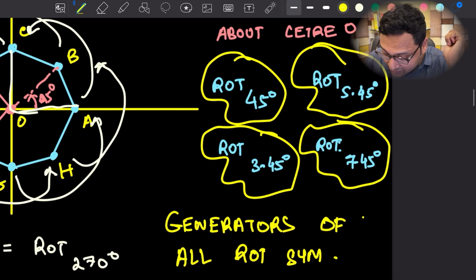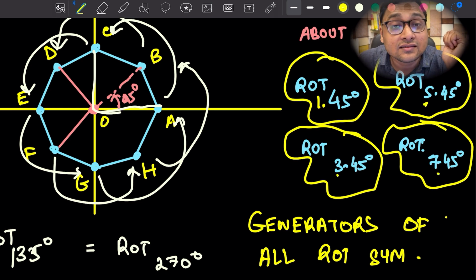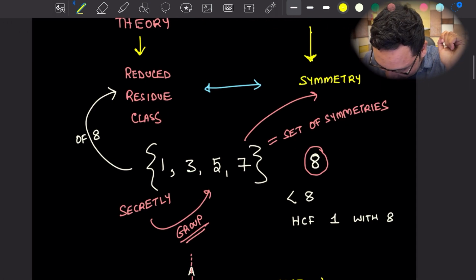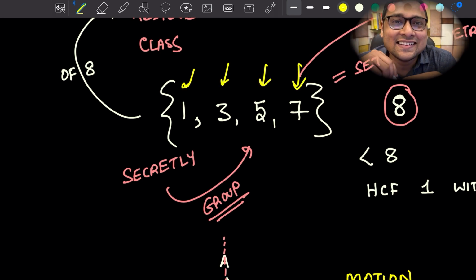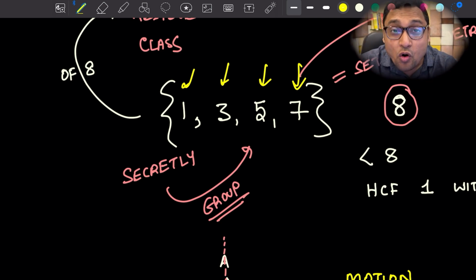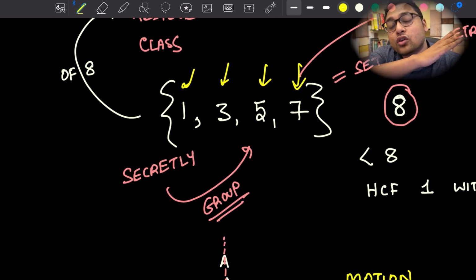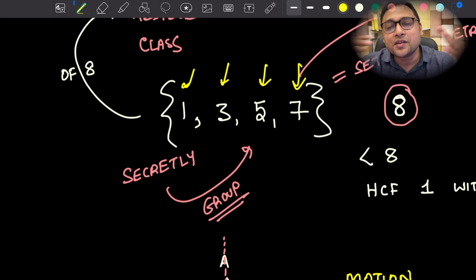So notice the multiples of 45 that we are using: 1, 3, 5, 7. Do you remember where we saw this? This is exactly here: 1, 3, 5, and 7. So this particular set represents all those special rotational symmetries of a regular octagon, which generate all rotational symmetries of the octagon. Isn't it beautiful how number theory and geometry are connected?